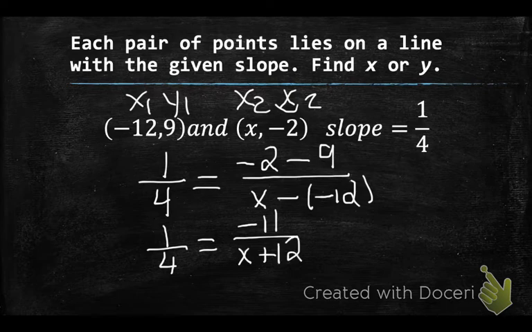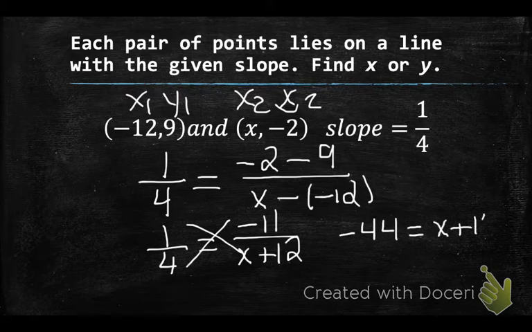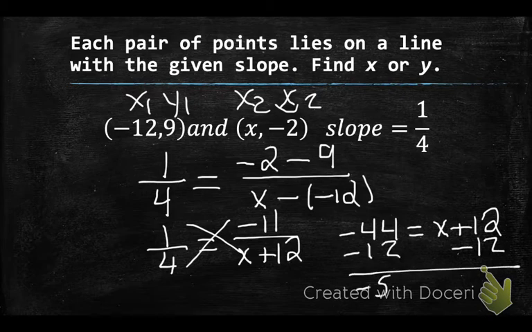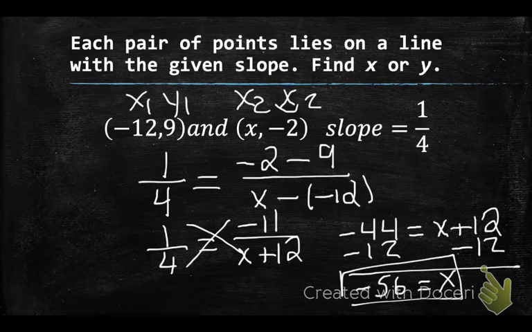Okay, then this is just like a proportion. We've solved these before, so we cross multiply. All right, proportional equations, we cross multiply. So -44 equals x plus 12. And then we solve for the variable. Subtract 12 from both sides. -56 equals x. So x is -56.